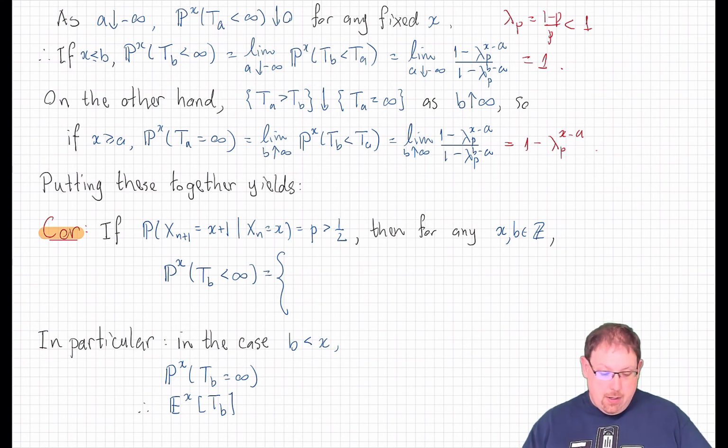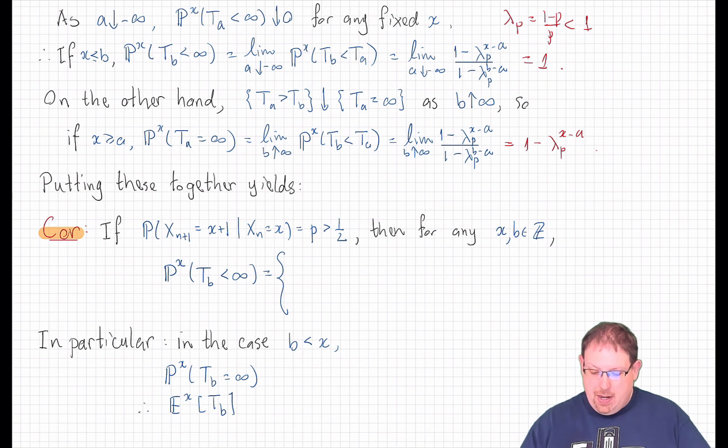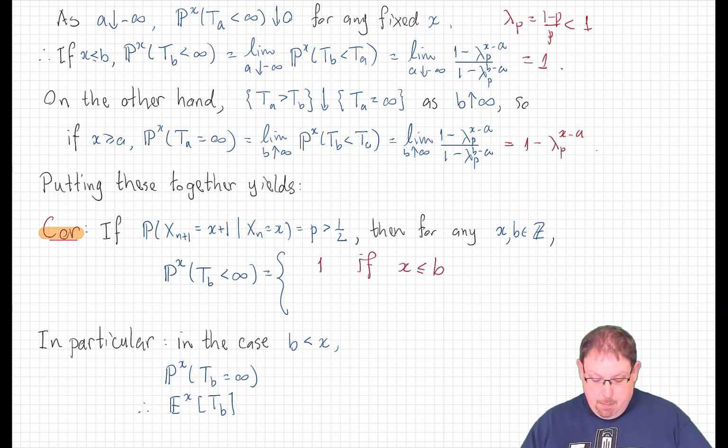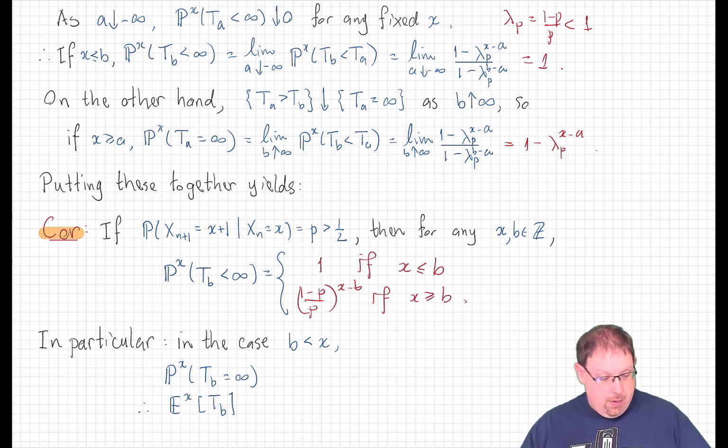Let's just put those together. What we've now shown is that if we're in a biased random walk, that is, the odds of stepping right are p, the odds of stepping left are 1 minus p, where p is greater than 1/2, then for any starting point x, the probability that the hitting time of b is finite, that we do eventually reach b, is 1 if I start with x less than or equal to b, but is equal to this quantity ((1 minus p) over p) to the power of x minus b if x is greater than or equal to b.